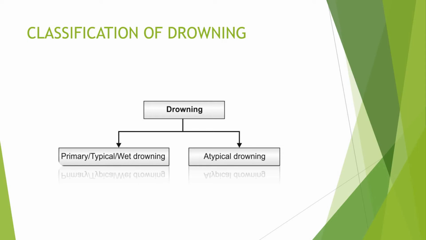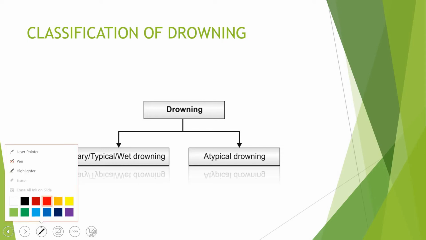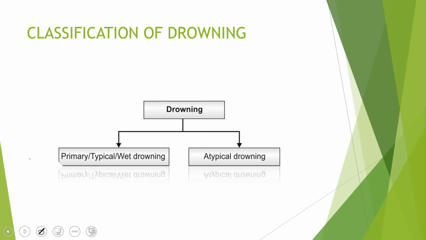So moving on to different types of drowning, or the different patterns that we can see in drownings, we have wet or typical drowning, which is also known as primary drowning, and we have atypical drowning. Wet drowning, the name gives everything. Wet simply means that while drowning, the person aspirated the fluid. So the fluid is found in the air canals, the respiratory tract, in the lungs, in the pleural spaces, etc.